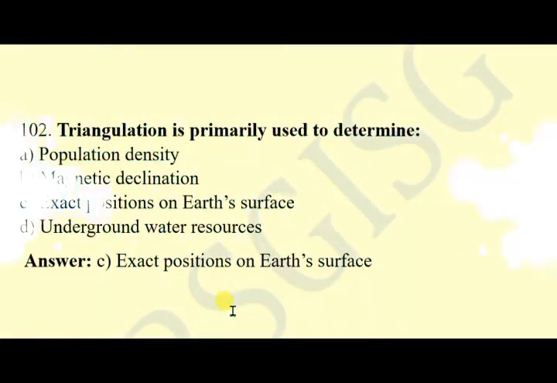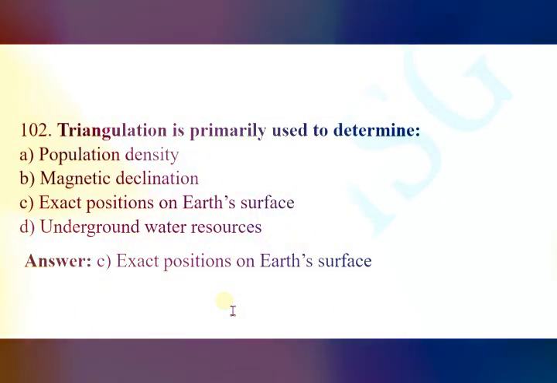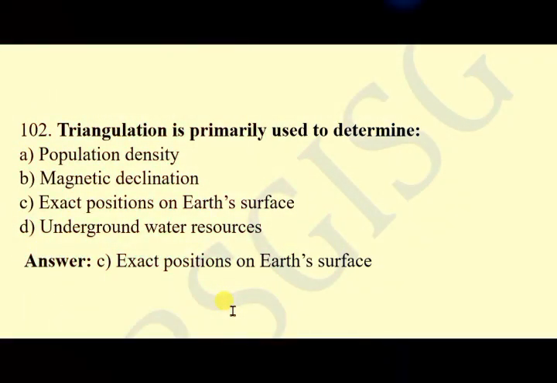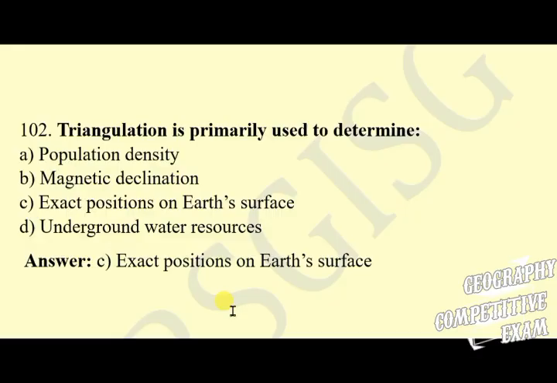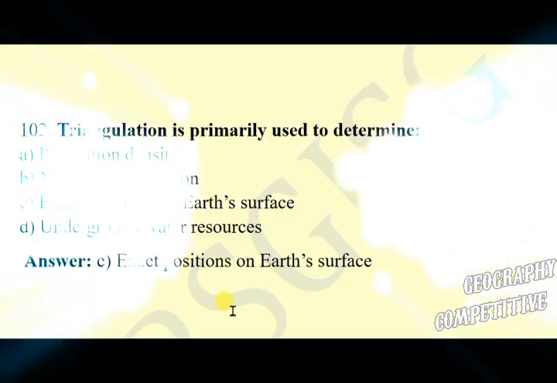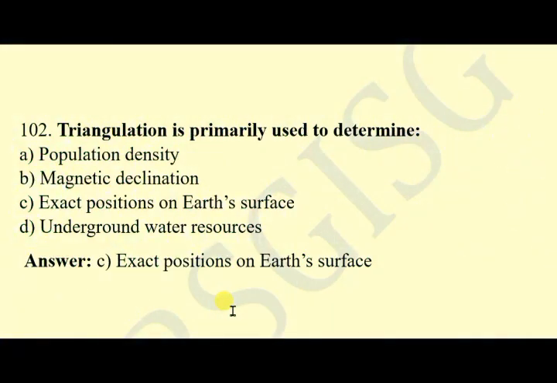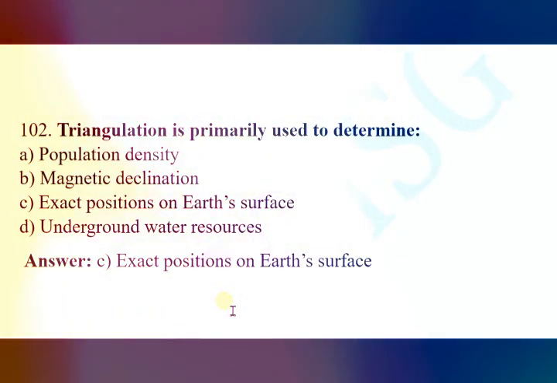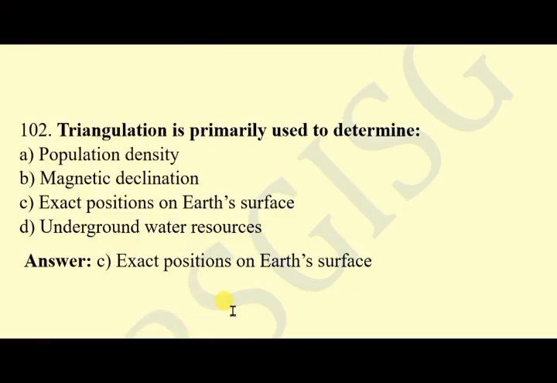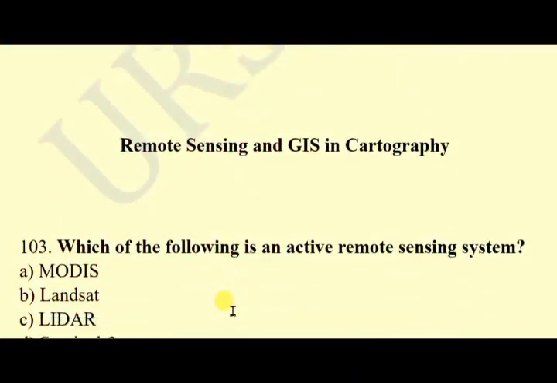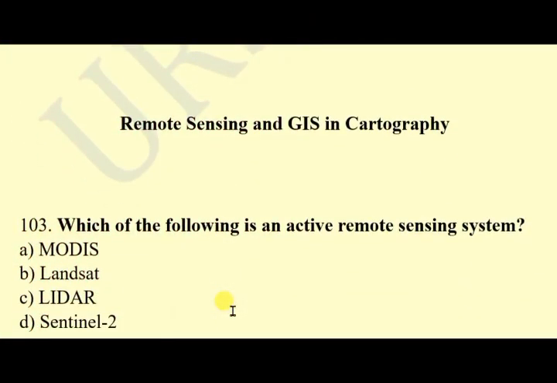Question 102. Triangulation is primarily used to determine population density, magnetic declination, exact positions on Earth's surface, underground water resources. Here the right answer will be exact positions on Earth's surface. This principle works for GPS surveying, right? Now the category remote sensing and GIS in cartography.